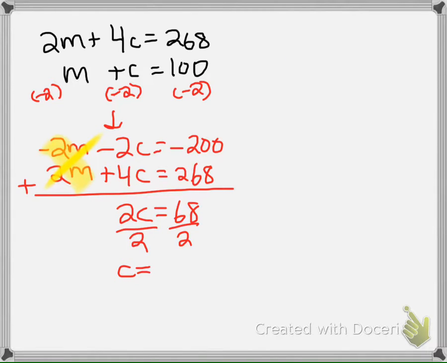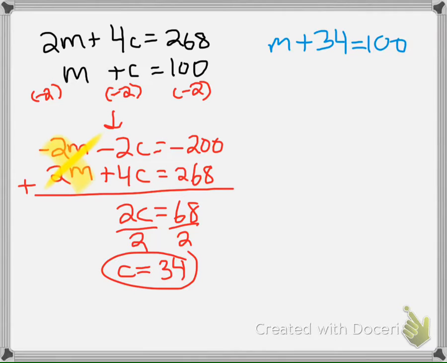Okay, back to what C equals. C equals 68 divided by 2, which is 34. I don't know where my mind was thinking. So C is 34. Now I'm going to enter that back into the equation. M plus 34 equals 100. I need to divide or subtract 34 on both sides. So M equals 66.